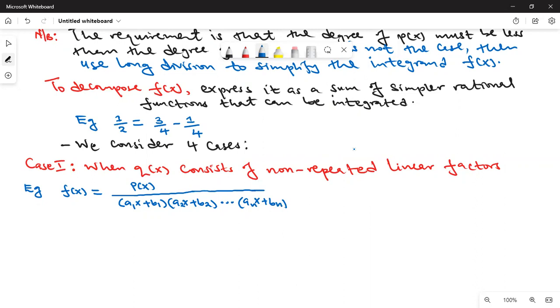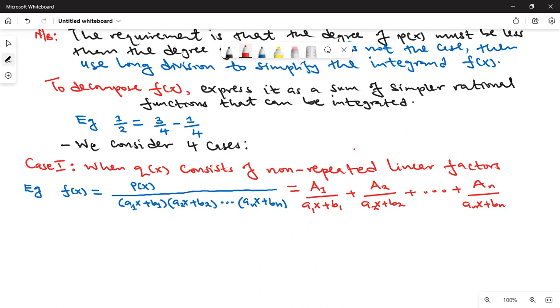Because you see, when the denominator is linear, the numerator must always be a constant. And when the denominator is a quadratic factor, the numerator must always be linear. So to be able to decompose this, this is how you're going to write it. It will be equal to, you assign some constants, call it A1 over a1 x plus b1, then plus another constant A2 over a2 x plus b2. So you follow the same pattern all the way up to the last one, A subscript n over an x plus bn.